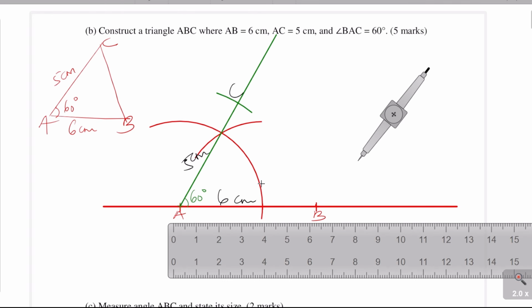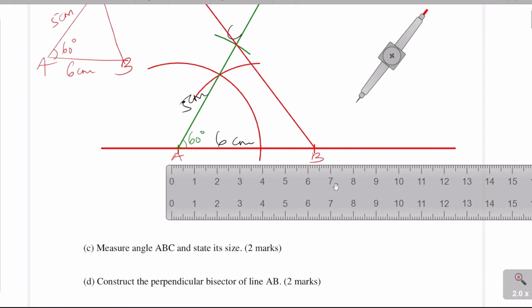This is 6 centimeters. Now you can complete the triangle by simply joining B to C using a ruler and a straight line. You simply join it like that, and now you have your complete triangle. The triangle is complete. Let's go to the questions.